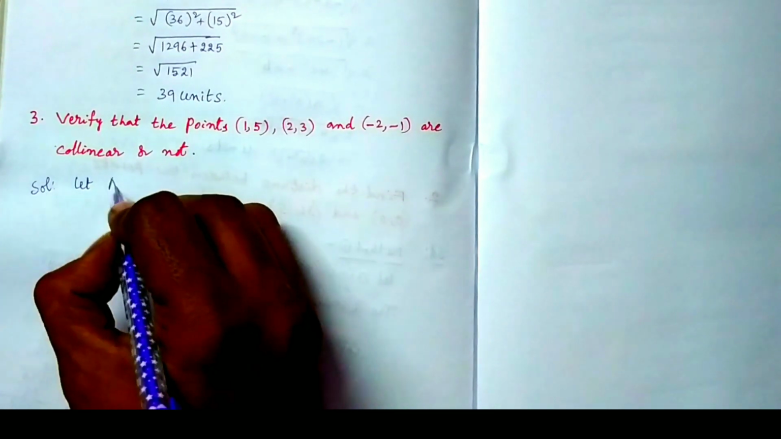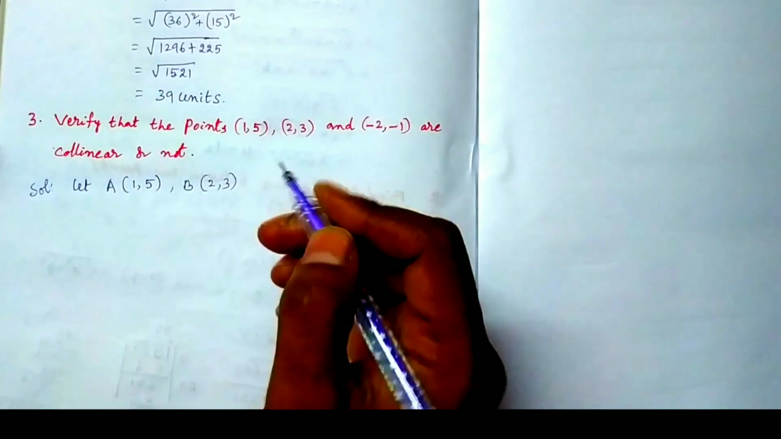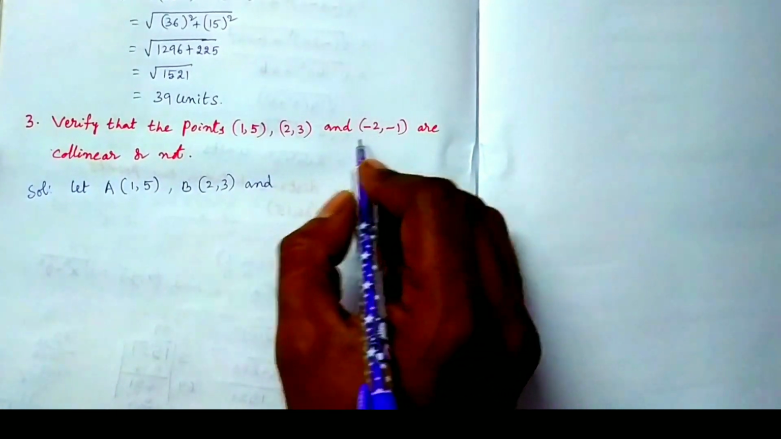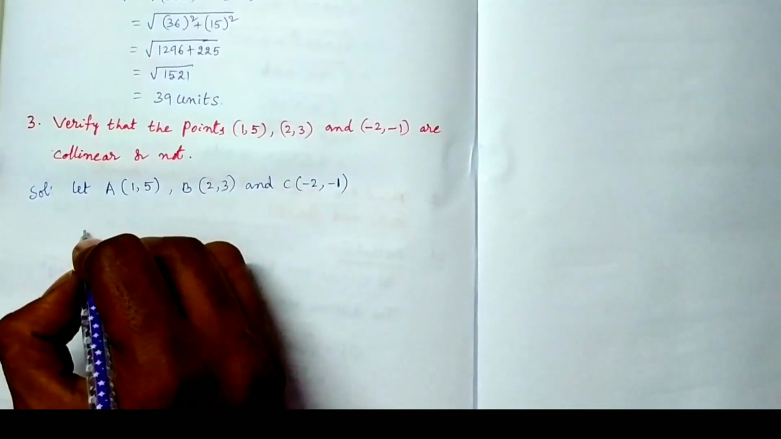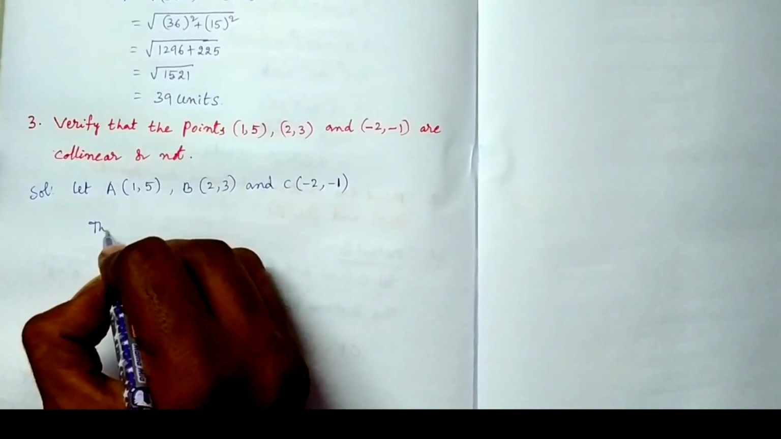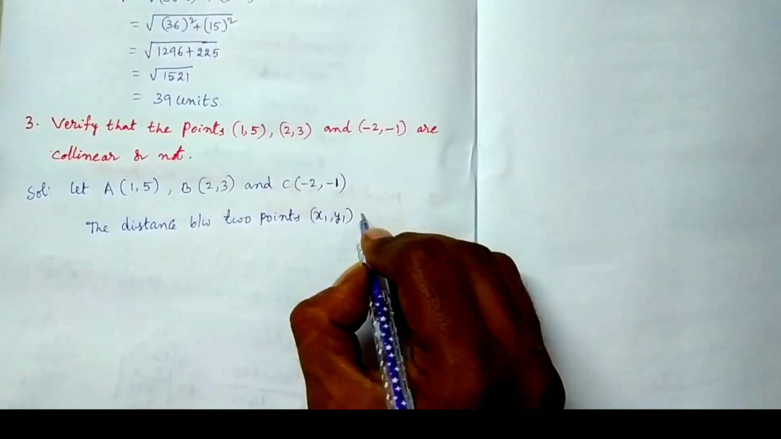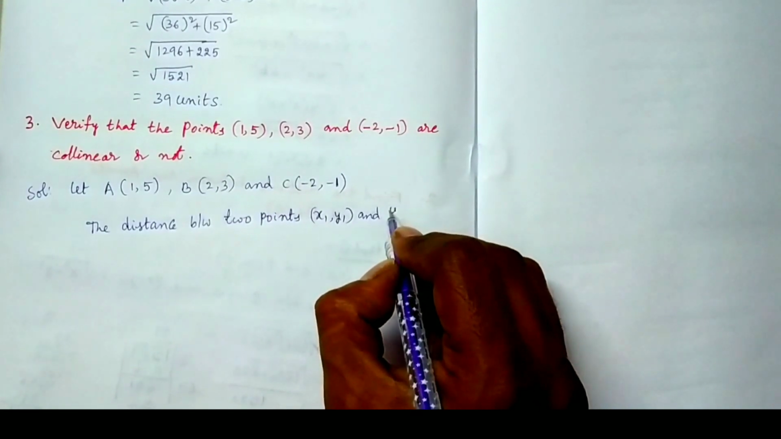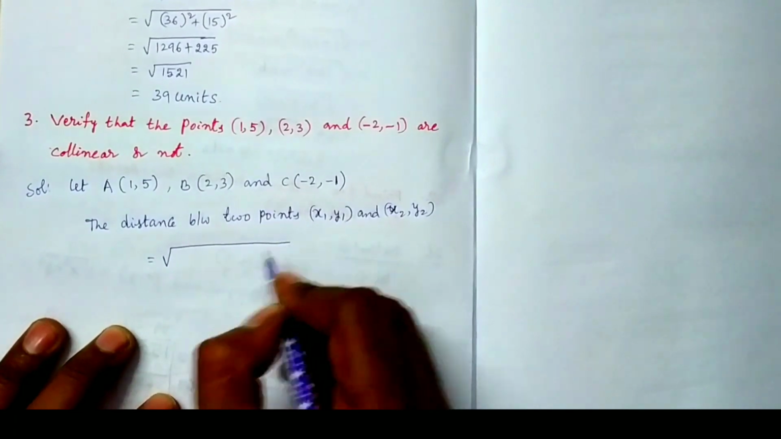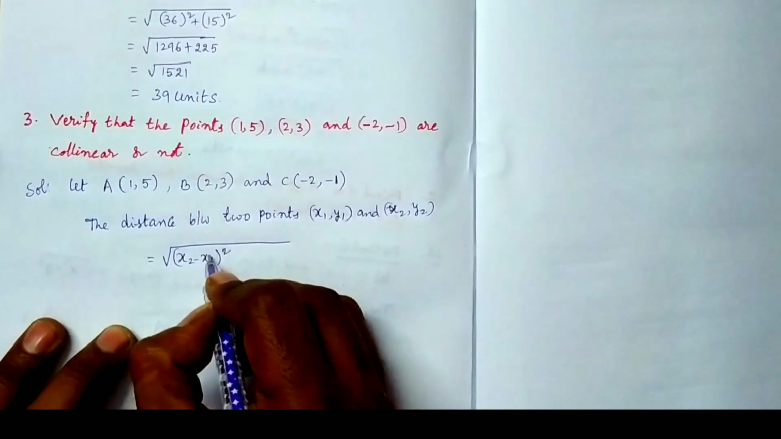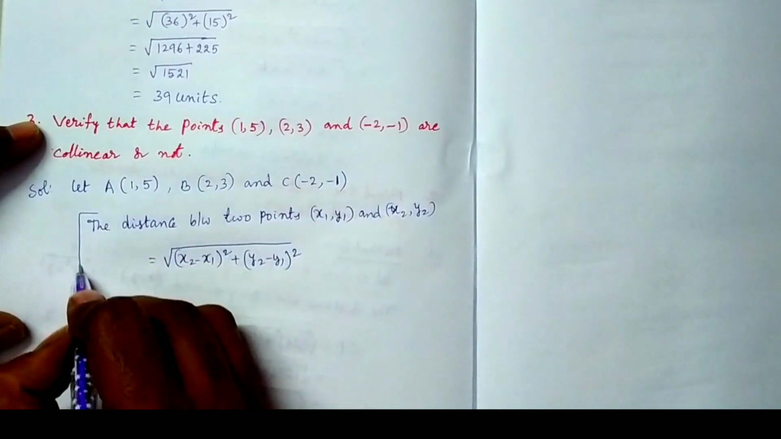Let us take this point as A (1, 5), B as (2, 3) and (-2, -1) as C. The distance between 2 points, by using that formula, we can find. For points (x1, y1) and (x2, y2), the distance is equal to square root of (x2 minus x1) whole square plus (y2 minus y1) whole square. So this is the formula for the distance between 2 points.